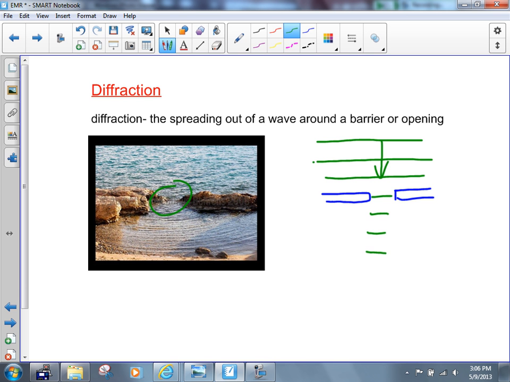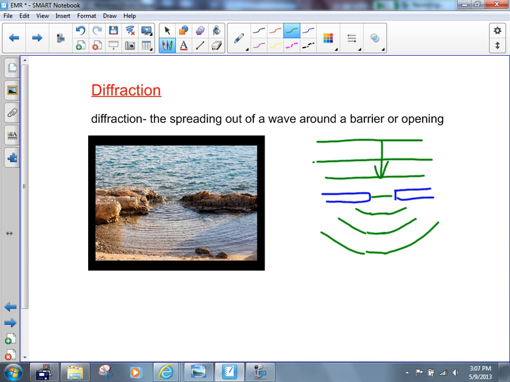But notice what the pattern looks like on the other side. Notice what this pattern looks like down here. It's not just that thin, narrow, straight wave. Rather, that thin, narrow, straight wave spreads out so that it looks more circular, like it does in the photograph. That spreading out, or that appearance of the wave looking like a circle, is called diffraction.